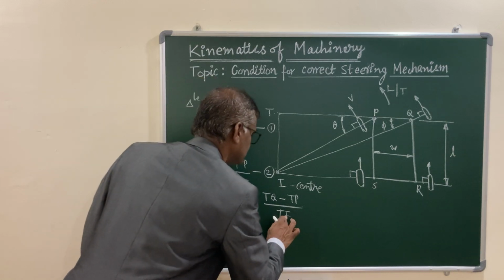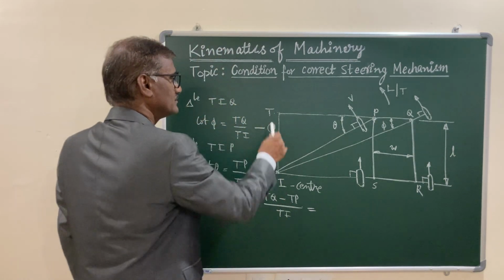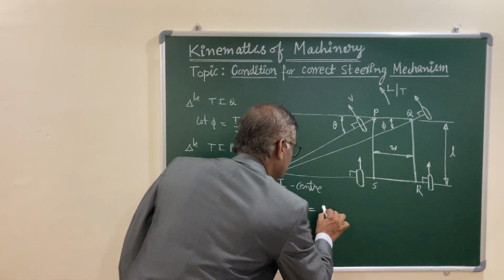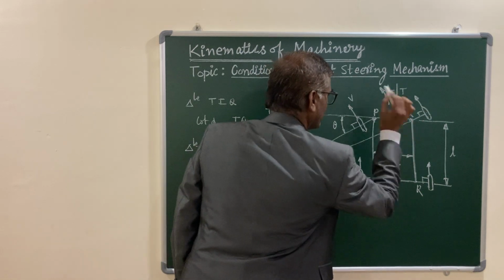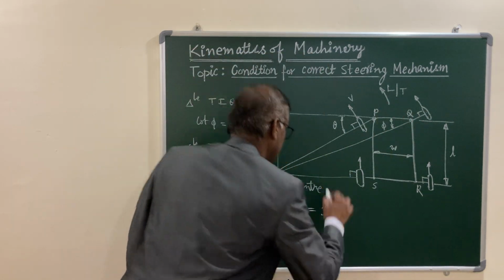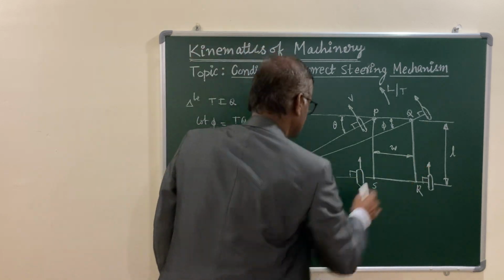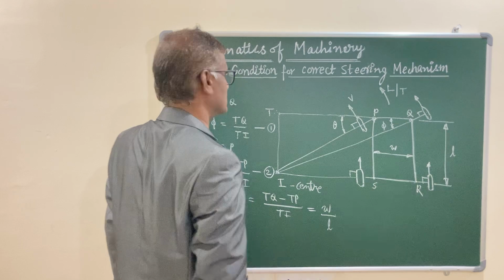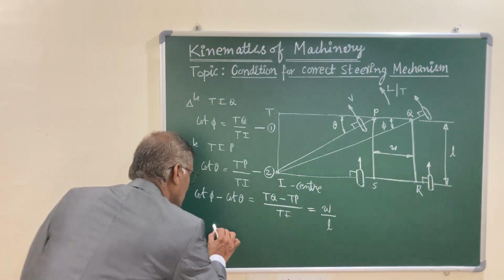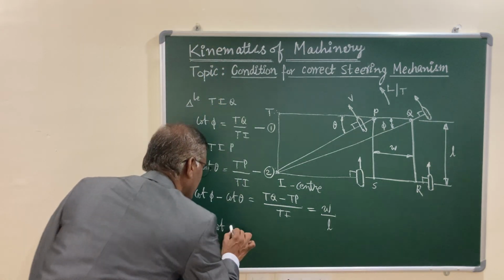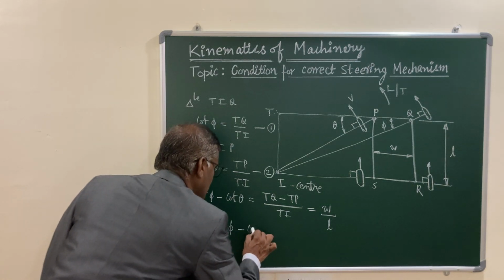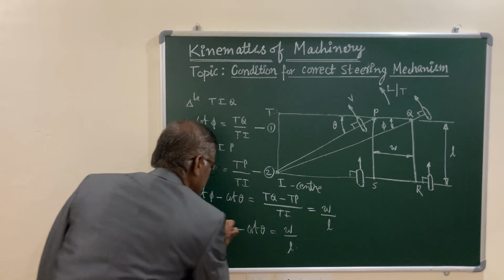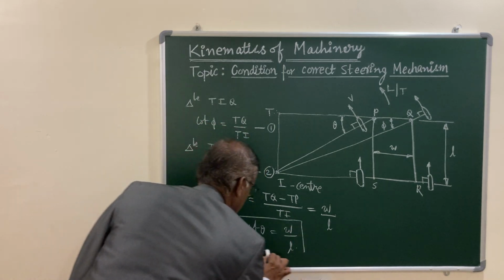But you know what is TQ. TQ minus TP is nothing but w, the distance between the two pivots of the front axle. TI is nothing but the wheel base, that is L, the distance between the two axles, front axle and rear axle. Now, you can conclude that the condition for the correct steering mechanism is cot phi minus cot theta is equal to w by L. So, this is the condition for correct steering mechanism.